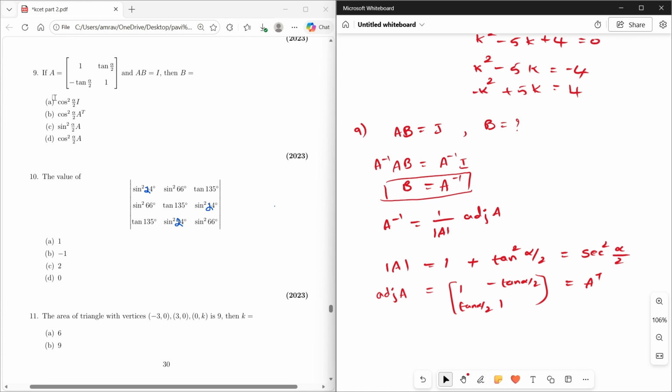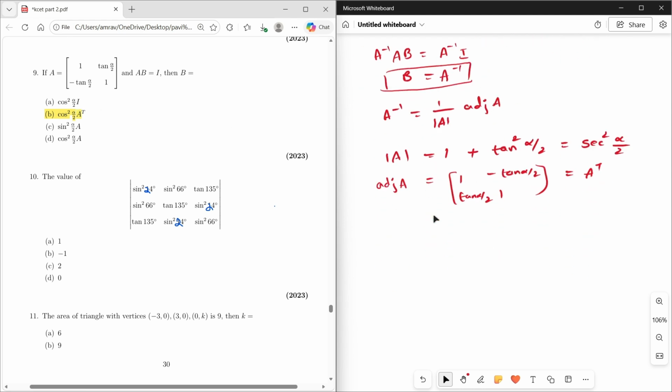As you could see, the option which is the right option, from whatever data you have got, is obviously option B, because determinant A is secant square alpha by 2. Then what will be 1 by determinant A? 1 by determinant A is 1 by secant square alpha by 2, which is cos square alpha by 2, into adjoint A, which is A transpose. So option B is the right answer. Cos square alpha by 2 into A transpose.